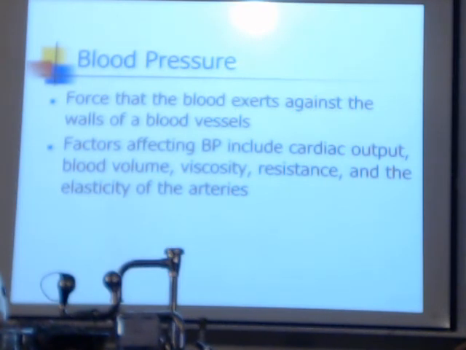Things that affect blood pressure are how much blood is being pumped, the blood volume, how thick the blood is or the viscosity, the resistance of the vessel, and the elasticity of the vessel. So if there are things in the blood vessel that blood is having to push itself through, like a buildup of plaque or buildup of fat, that causes resistance. Also, over time, some of the vessels become hardened.